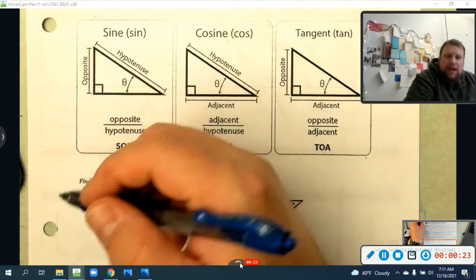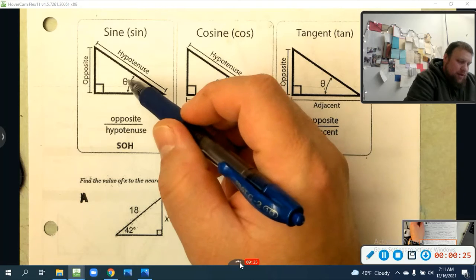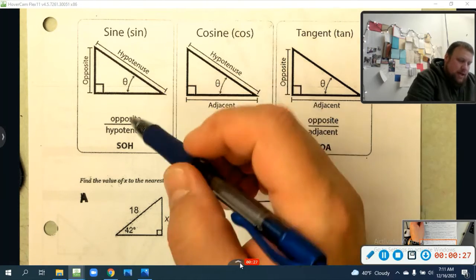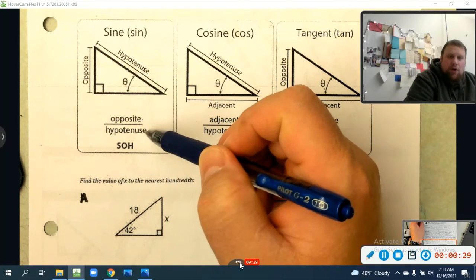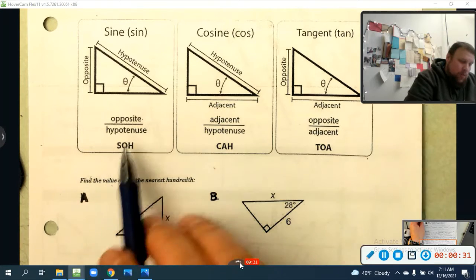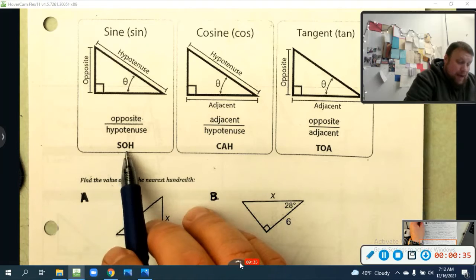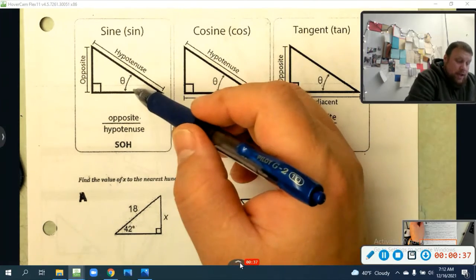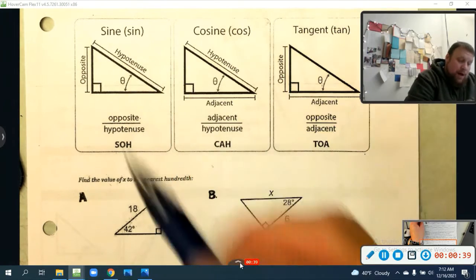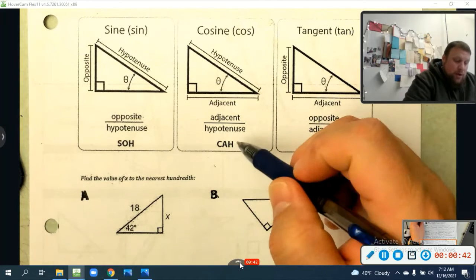When we take the sine of an angle, so we're talking about the angle theta, sine is always going to be opposite over hypotenuse, which is, by the way, how we get SO in the SOH CAH TOA. We have sine equals opposite over hypotenuse. So you take the angle, you're always going to take the opposite over the hypotenuse. That's the ratio.